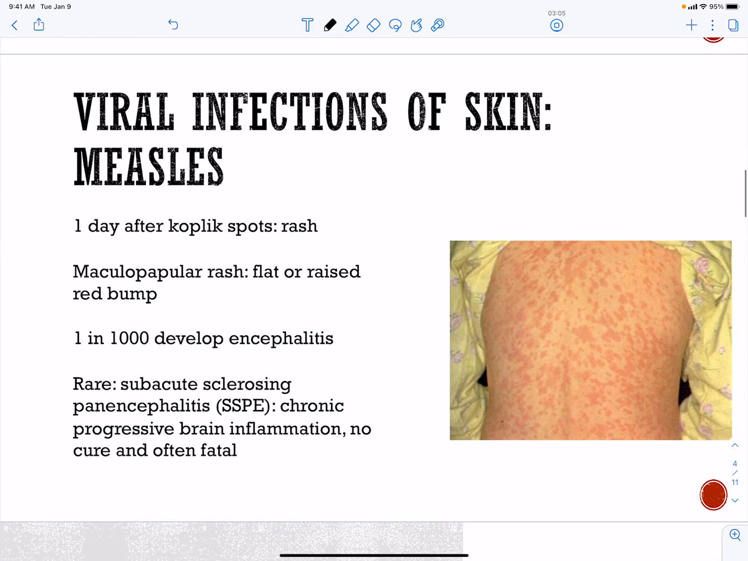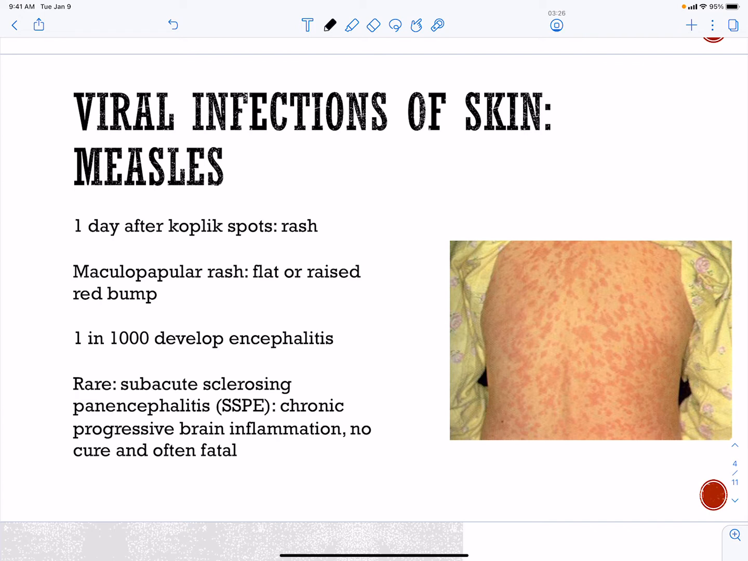Now, after the Koplik spots form, you get this maculopapular rash, and it's going to be very flat and raised. It's not going to be itchy. You have some rare complications, so 1 in 1,000 will develop an encephalitis. Again, measles is able to disseminate into other areas of the body.